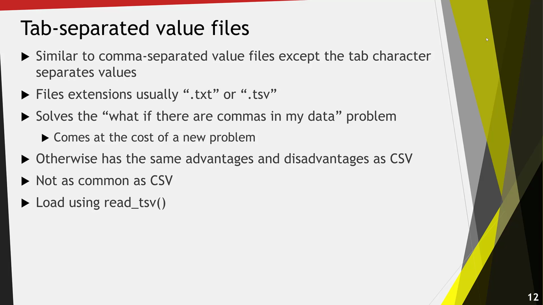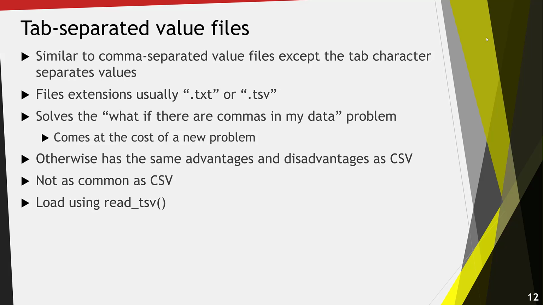A second common type of delimited text file is a tab-separated value file. These are very similar to comma-separated value files, except instead of using the comma delimiter, they use the tab character instead. Tab-separated value files usually have extensions of .txt or .tsv. Not every .txt file is a tab-separated value file, but it's frequently an extension associated with tab-separated value files.